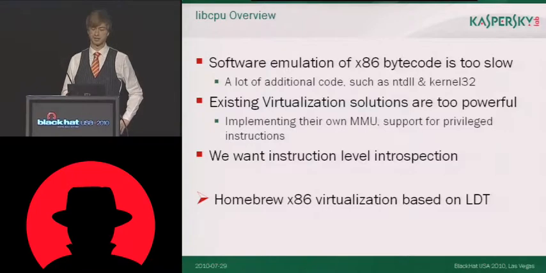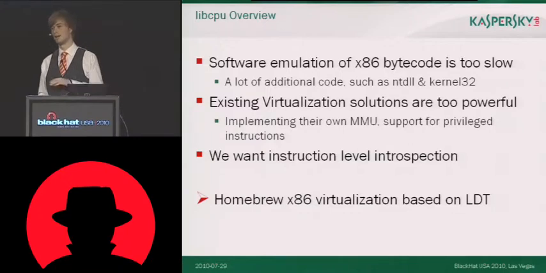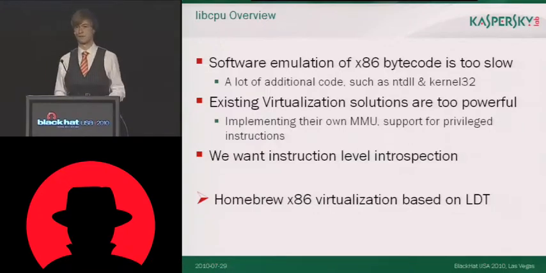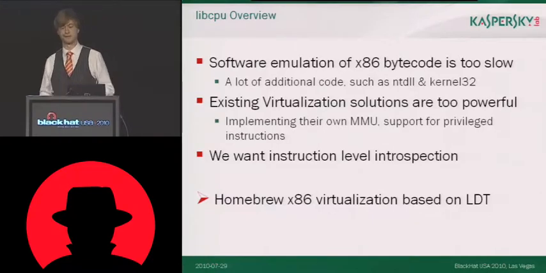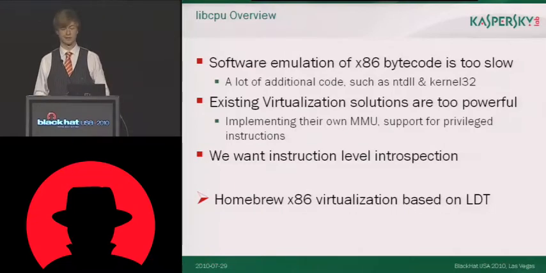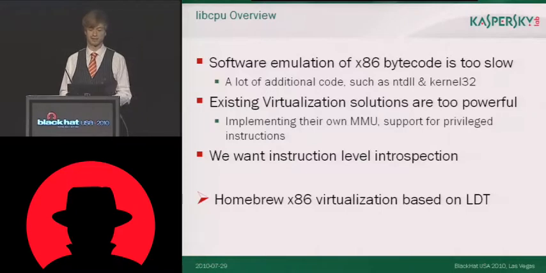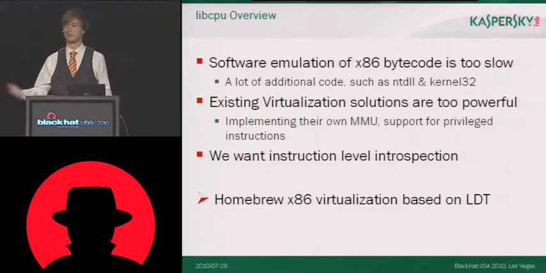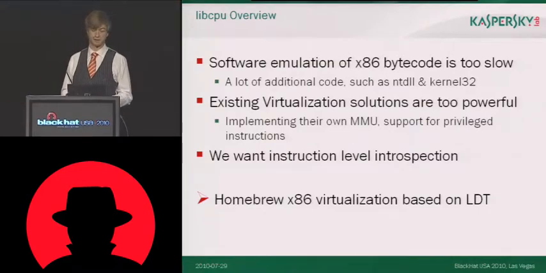Other existing virtualization solutions like QEMU or Bochs are too powerful. They do too much because we're only interested in running hostile ring 3 code. But all these existing virtualization solutions allow you to run ring 0 code too, right? Because they support full operating systems, and we don't need that. So they have their own memory management unit. They have support for privileged instructions like ports and whatever, and we don't need all that. And because we don't need this, we can cut out a lot of stuff and therefore be more performant because we don't support it.